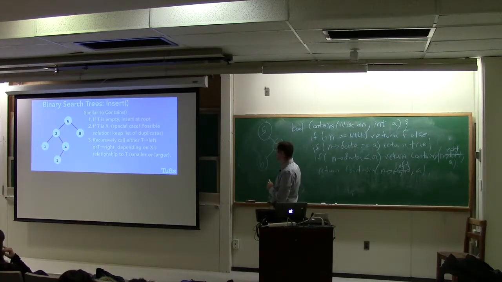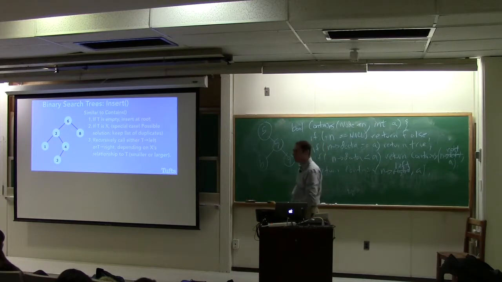There's only one place for it to go. It's bigger than 5. It's bigger than 7. It has to go right there. There's only one place on any tree, and you never need to break things up because you'll always either go left or right. So that's why it makes sense.